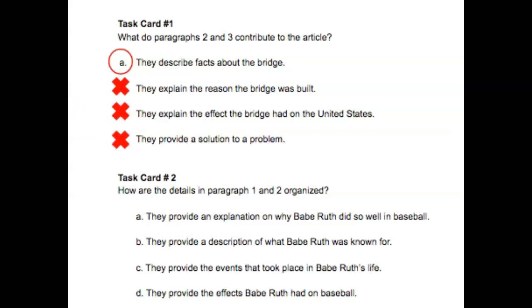Task card 2. How are the details in paragraph 1 and 2 organized? So that one we know the text structure was sequence of events. So we're looking for a keyword that's going to tell us sequence of events. They provide an explanation on why Babe Ruth did so well in baseball. They provide a description of what Babe Ruth was known for. They provide the events that took place in Babe Ruth's life, so that's going to match sequence of events. They provide the effects Babe Ruth had on baseball. So our top choice would be they provide the events that took place in Babe Ruth's life because the text structure is sequence of events.